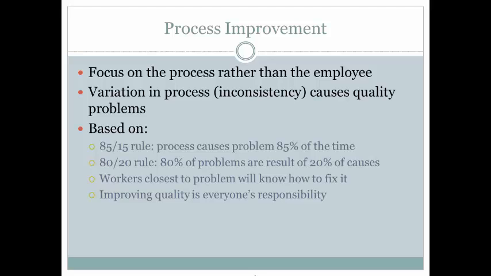It's important to keep in mind that the workers closest to the problem are usually the ones who know how to fix it. For example, in the food service industry, the workers who are actually preparing and serving the food are the ones who will probably know how you can streamline your process. And it's also important to remember that improving quality is everyone's responsibility.